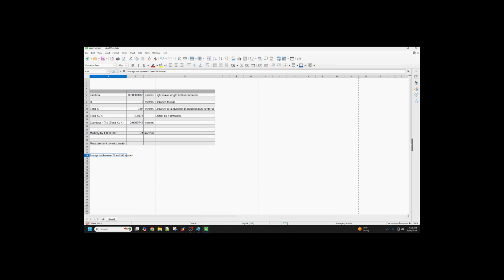The distance of the 4 divisions. So I marked 5 dark centers and then measured from the first marking to the 5th. Those consist of exactly 4 divisions. So that was 7 centimeters. Then I divide that by 4 because I want to get the average of those 4 divisions. And then you take the lambda times the distance divided by our total x, 0.07 divided by 4, or the 0.0175, and you get this measurement in meters. If you multiply that by 1,000,000, I'll actually get microns. So I've got 74 microns here.